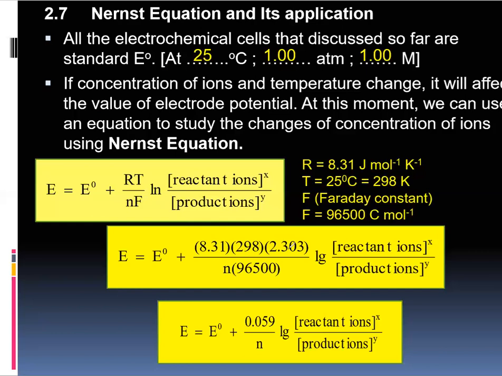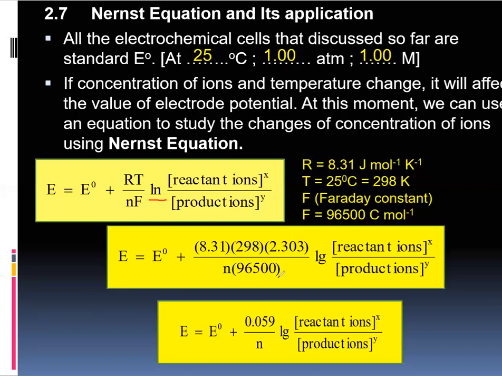Now the value you are seeing here, which is 2.303, is used to convert ln to log. You can see in the original equation we use ln, and in this equation I'm using log. The relationship between ln and log is that 1 ln is equal to 2.303 log. That is why I'm multiplying this value by 2.303 to convert it from ln to log. If you punch your calculator correctly, you are going to have 0.059.